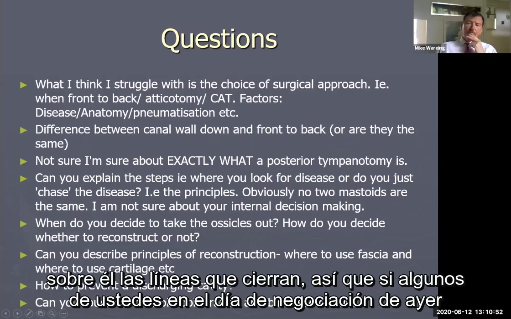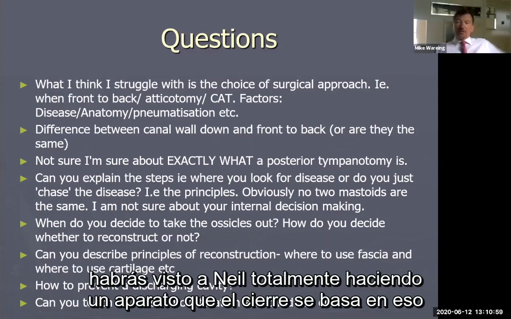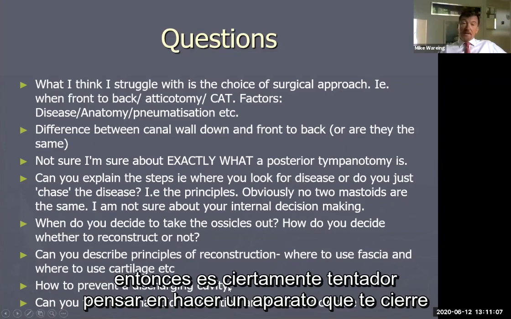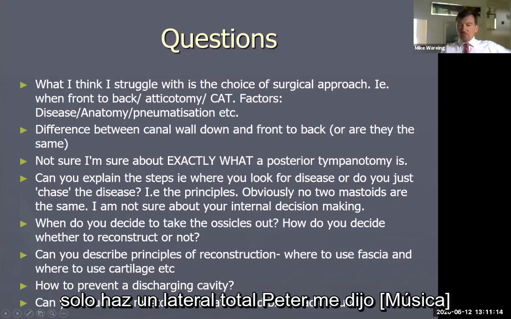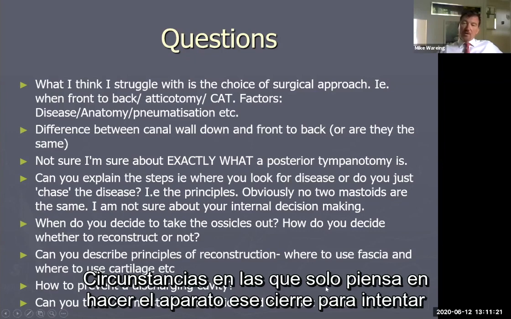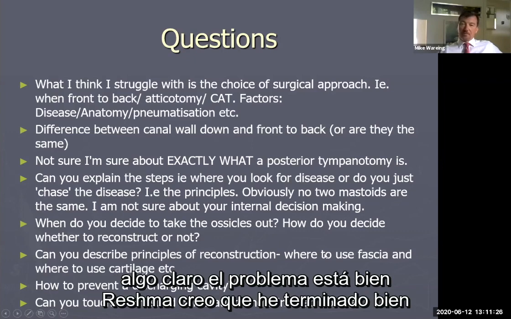Blind sac closure. So if some of you were on the training day yesterday, you'll have seen Neil Donnelly doing a blind sac closure. Blind sac closure is the nuclear treatment for cholesteatoma. If you've got a dead ear, then it's certainly tempting to think about doing a blind sac closure. You just do a total lateral petrosectomy, but that's not usually what you would do to start with. But there are circumstances where you just think about doing a blind sac closure to try and sort of clear the problem.